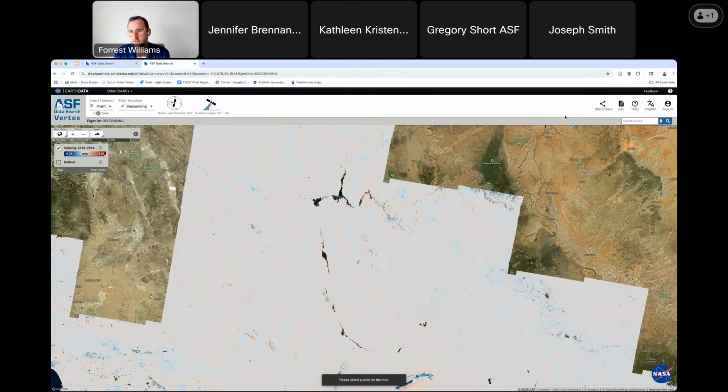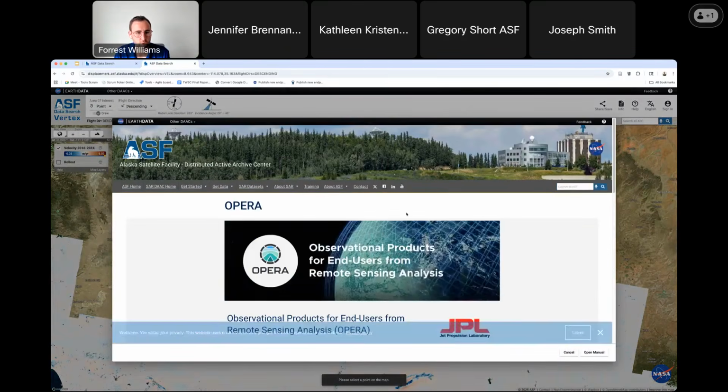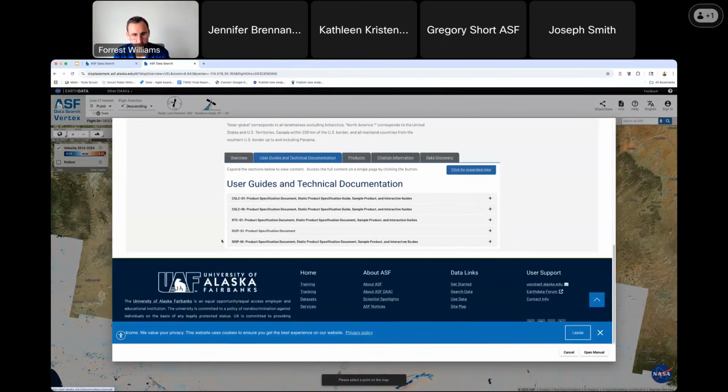Over here on the right-hand side, you have a couple options that I'll get into a little bit later for sharing what you've looked at. On this info button, it'll actually take you to a link with more information about these products where you can start to learn more about them. You can look at technical guides and information as well.